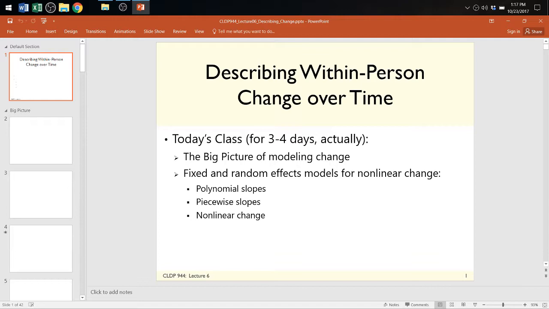So if you think about the potential for nonlinear effects of lots and lots of kinds, like the effect of stress on well-being, or money on happiness, or let's see, what else do we have? Somebody give me something. Give me something from your world that probably has a nonlinear effect.